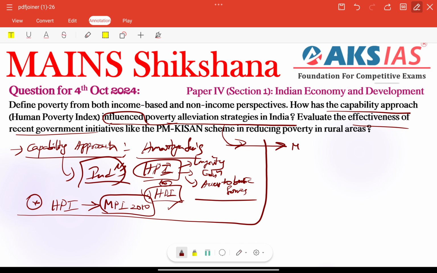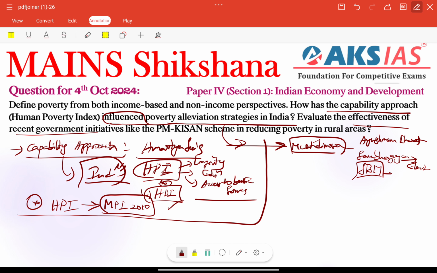Here we can connect our multi-dimensional framework. Whatever this approach has influenced India's poverty alleviation programs by encouraging a multi-dimensional framework. For example, we can talk about Ayushman Bharat for health services, or the Saubhagya scheme and the Swachh Bharat Mission, which aim at improving basic services like electricity and sanitation in rural areas. This is for electricity, and this is for cleanliness. So these types of examples need to be included.